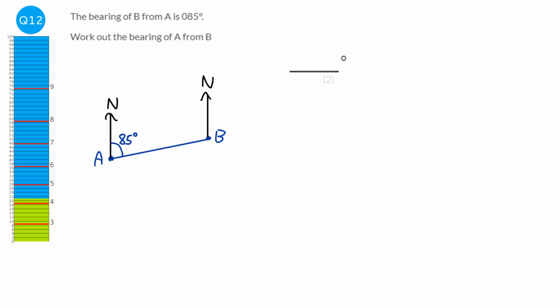So now it says work out the bearing of A from B. The first thing we can do is just draw a line going down here. And we know that this angle here will also be 85 degrees because of alternate angles. It's always best to write that down somewhere, so we can just put in brackets here alternate angles. And we know that this angle here is going to be 180 degrees because it's a straight line.